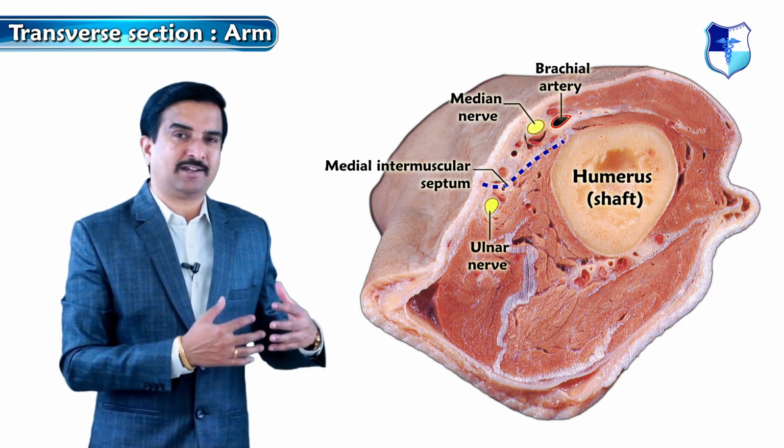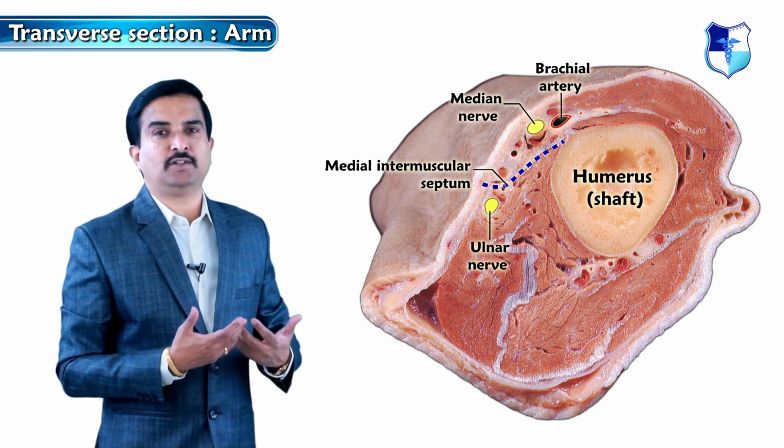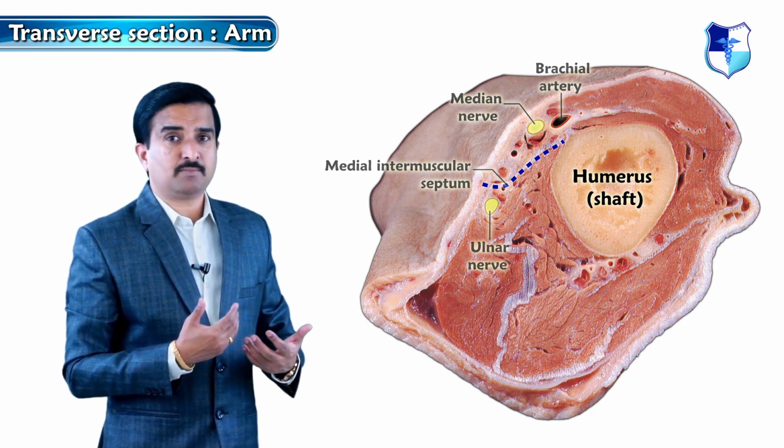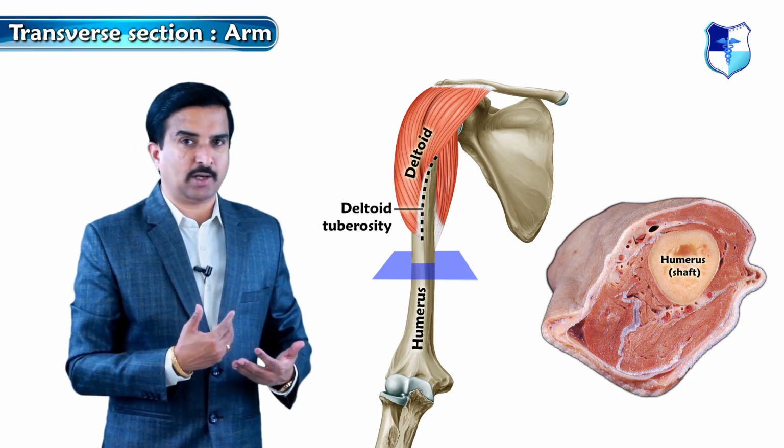So all these are the structures that we can appreciate on the cross section of the arm, or mid-arm, just below the attachment of the deltoid, which is the deltoid tuberosity.